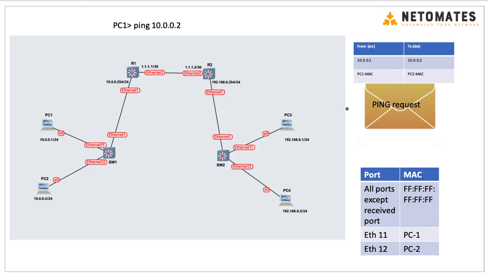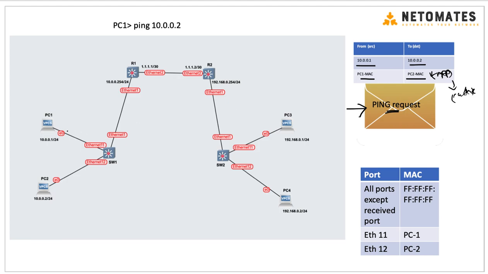Now the actual packet will be sent by PC1. This is the actual ping request. Source IP will be 10.0.0.1, destination is 10.0.0.2, source MAC is PC1 MAC, destination MAC is PC2 MAC. This is learned by the ARP process. If it learns once, it will keep it in the cache and use it for some amount of time, depending on the system. Once this cache clears, if it wants to send a packet to PC2, it will do the ARP request process again. Okay.